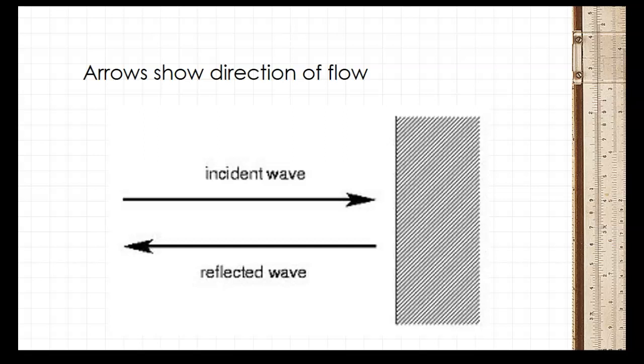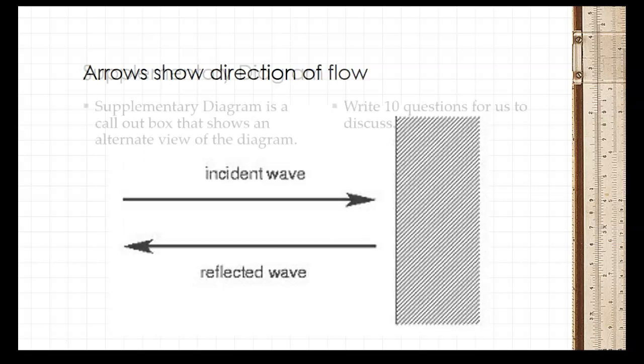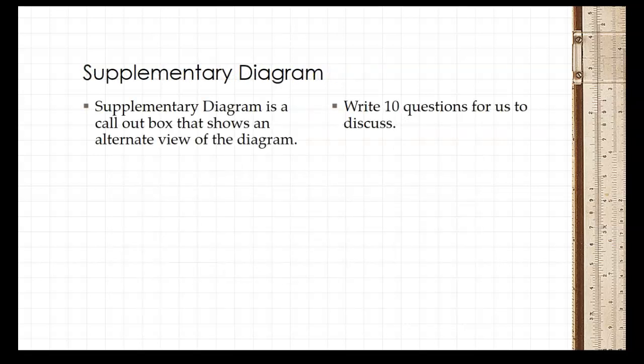I think somebody put the wrong picture on this one. We use arrows generally to show the direction of flow in any circuit. That's what arrows are great for. You are going this way. This is going this way. How do I know which way it's going? You look for the arrow. And then we have supplementary diagrams. These are alternative views of diagrams, and we'll talk a lot more about those as we go.